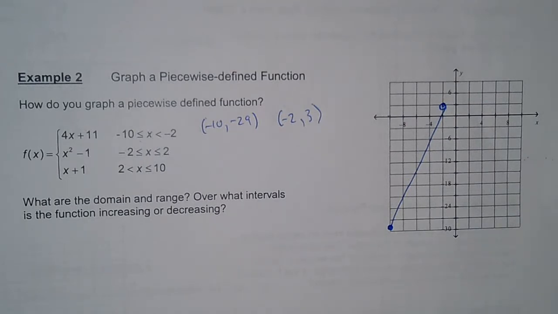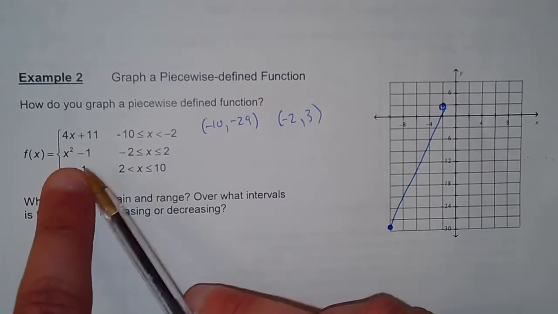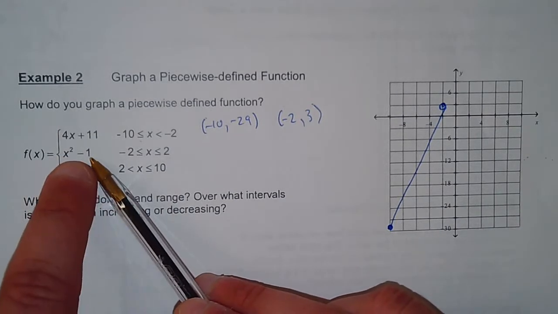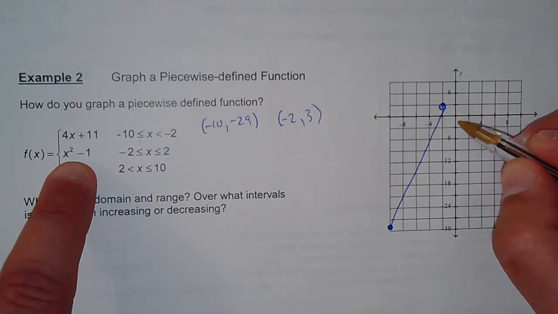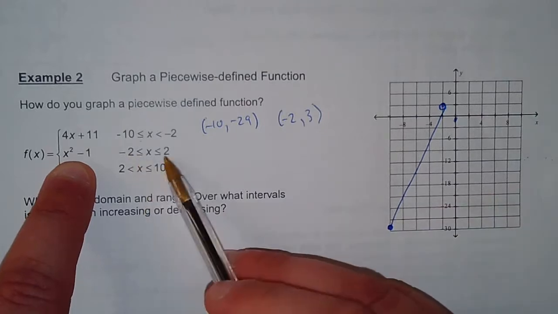Now we just move on to the next one. All right, this is an x squared. We specifically know exactly what this looks like. We just did this. This is a U-shaped graph that shifted down 1 unit. So it's going to be down just a hair here. But we only need to graph this from -2 to 2.